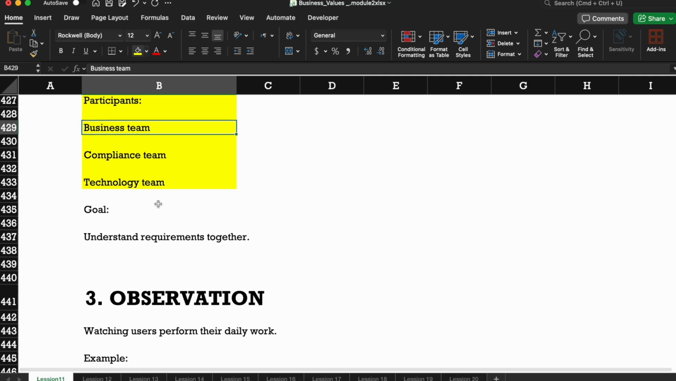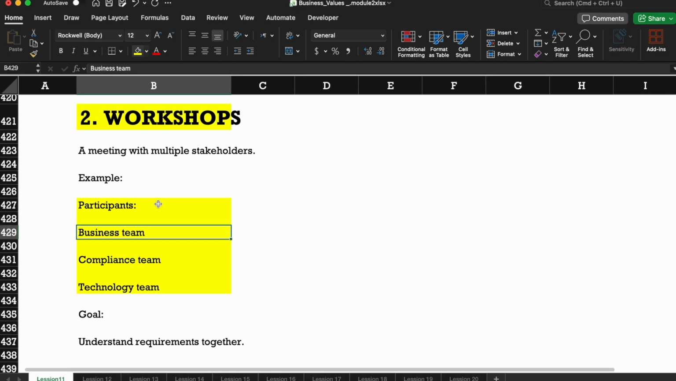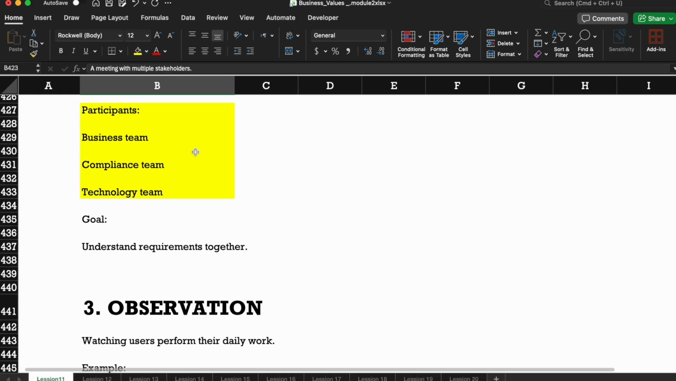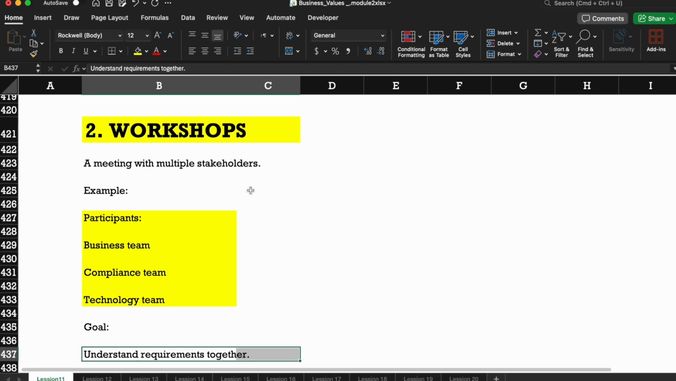You don't need to lead the workshop, and you can set up the call, but if you are leading the workshop, you have to make sure you prepare everything. Okay, so understand the requirements together. Sometimes you can go to the product owner and say maybe we need a session with all the stakeholders, so the product owner can lead the session. You have to take notes and ask questions, so prepare for it.